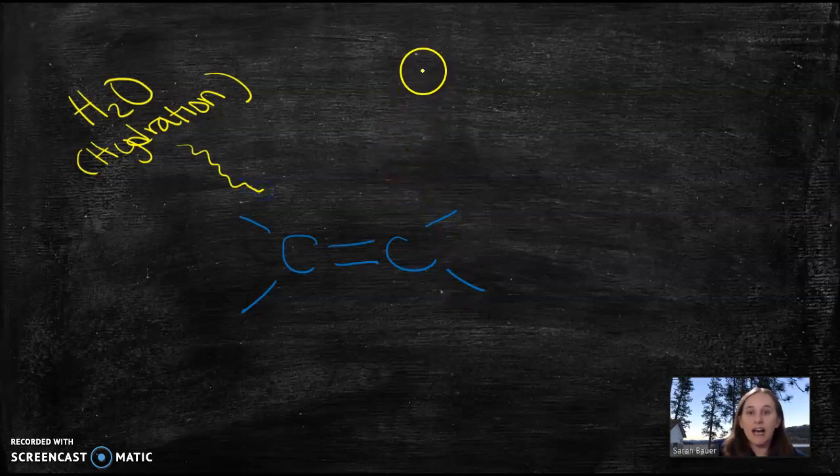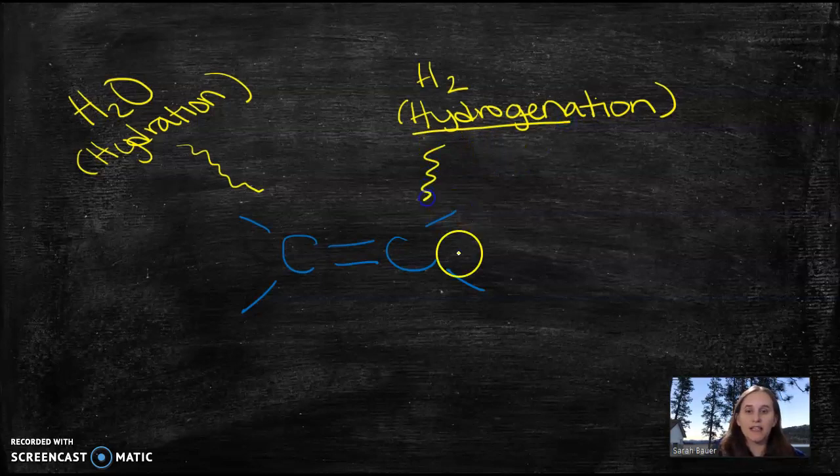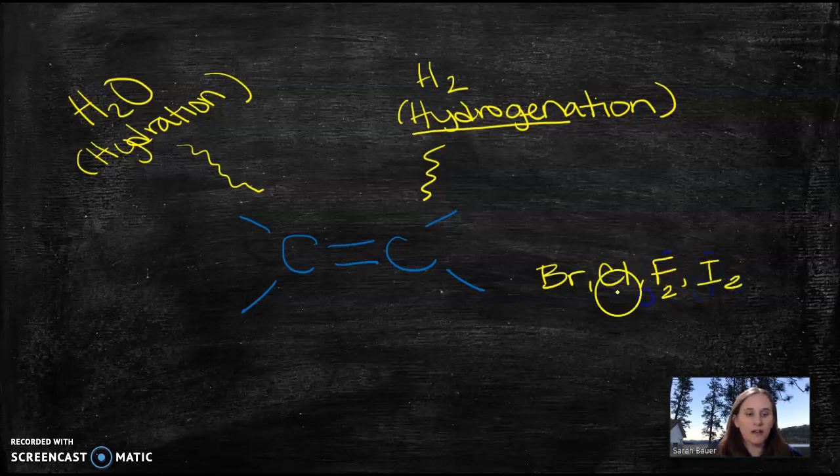If we are adding hydrogen gas across the double bond, so a hydrogen here and a hydrogen there, we are hydrogenating it. So hydrogenation. You can actually see the word hydrogen right there. So that's another type. If we are adding a halogen, such as bromine or chlorine or fluorine or iodine, and of course these are diatomic, so that's really what we'd be adding, one to each side, we are halogenating it.